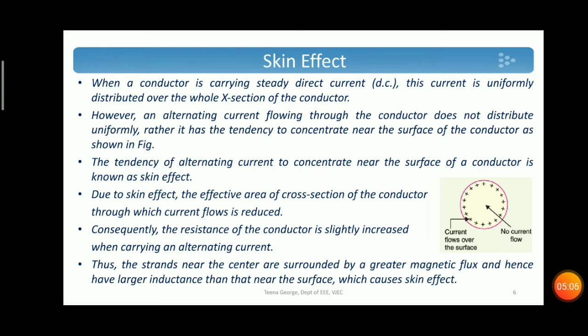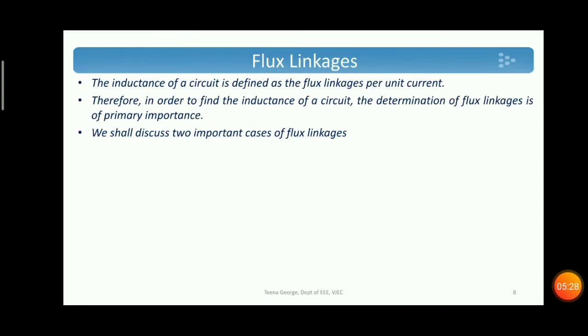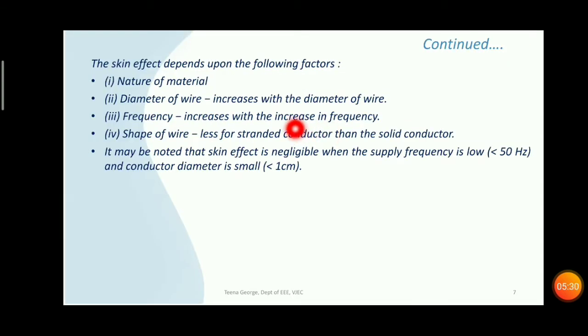We can see that it occurs because strands at the center will have greater magnetic flux or greater inductance, and near the surface will have lesser magnetic flux or less inductance. So the drop will be less at the surface and the current will be more at the surface. That is the cause of skin effect. The main factors which the skin effect depends on are the nature of the material, diameter of the wire, frequency and shape of the wire.